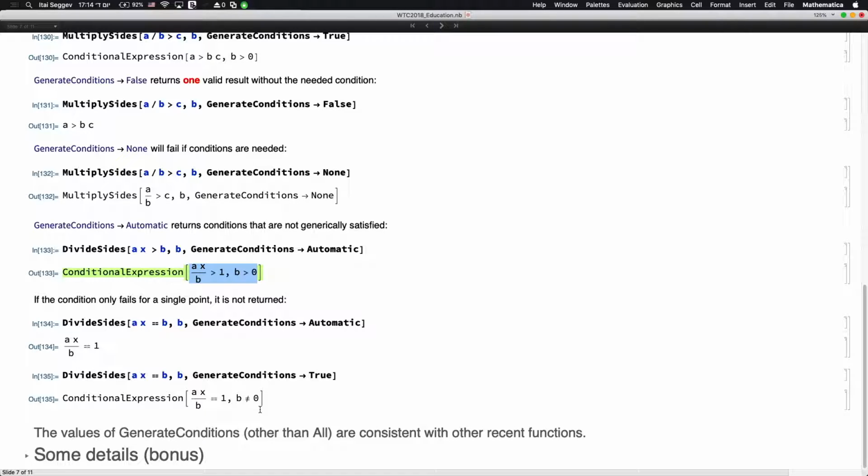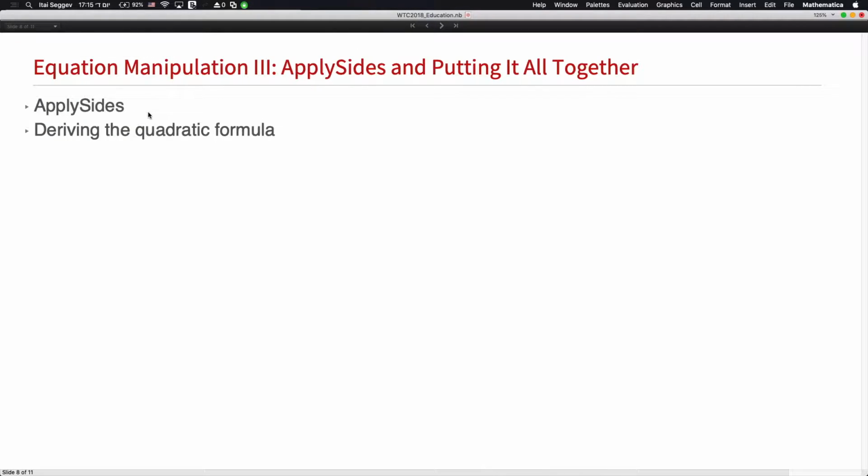And since I don't think I have quite enough time, I have some bonus details here on exactly when conditions are generated and the exact relationship between the result and the inputs. If you want to realize just how complicated basic algebra is, it's worth a look. But in the interest of time, I will skip over that.